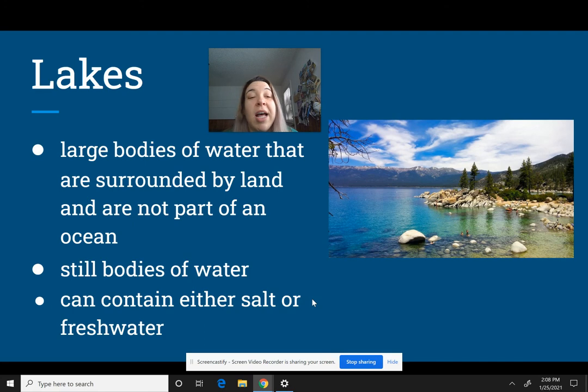Anyway, lakes are large bodies of water that are surrounded by land. Sure, you've heard of this. And it's pretty still. So all that means is it's not like flowing or moving like we think of rivers and things like that. And fun fact, they can contain salt water. We usually think of lakes having fresh water, though.